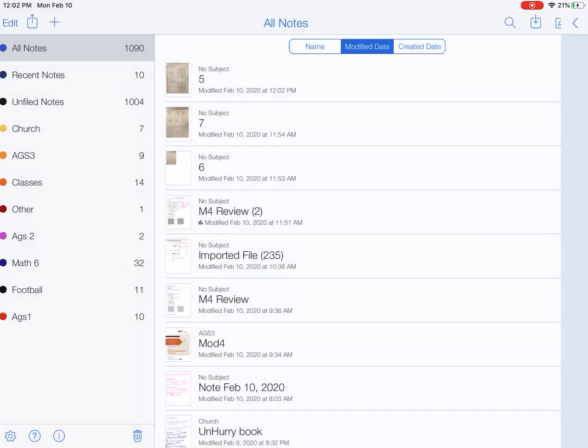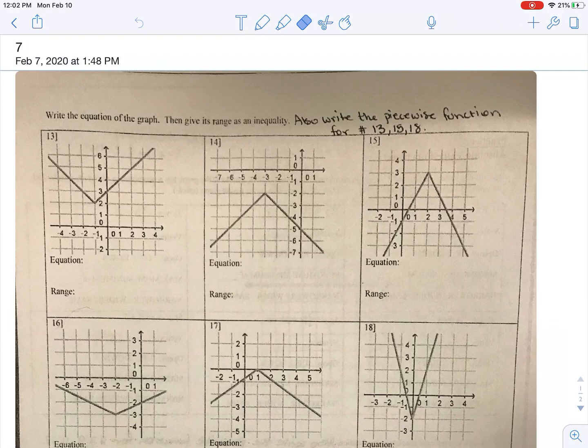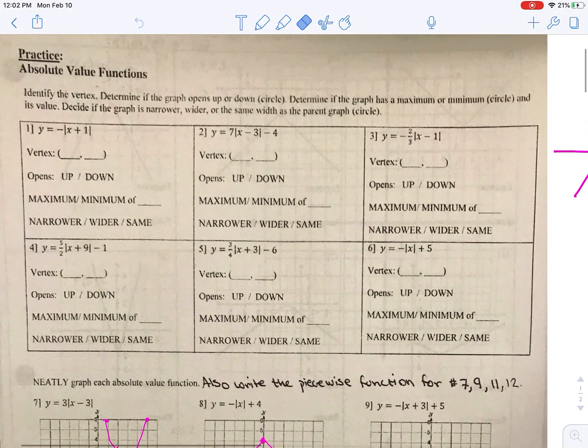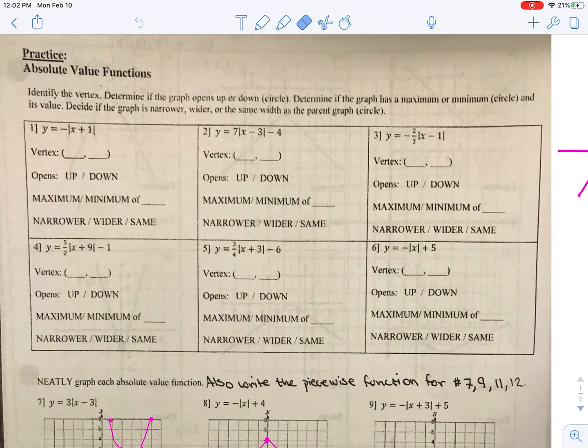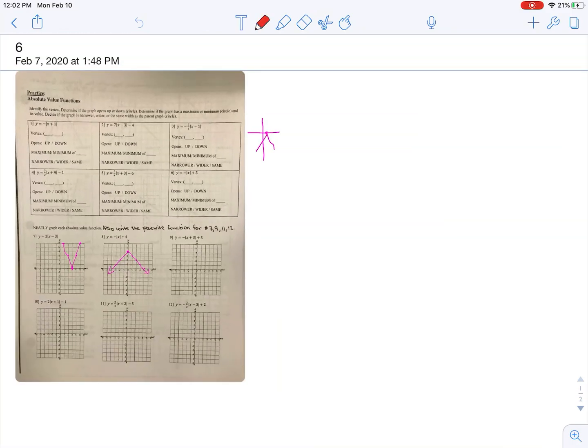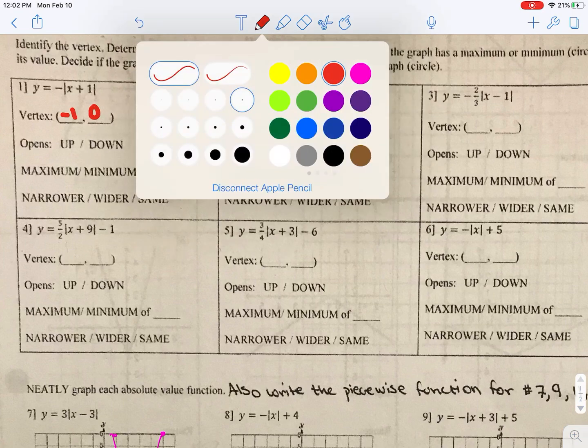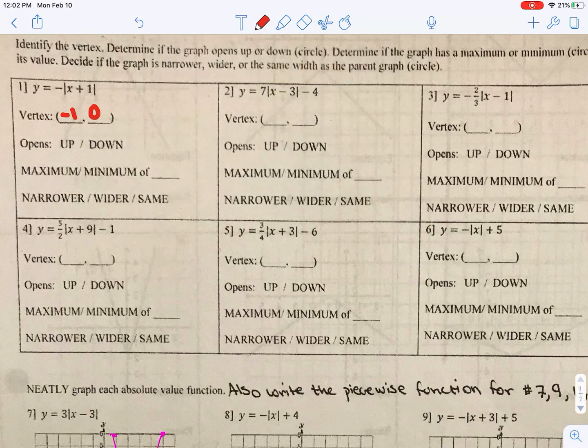So let's see if I have time to do just a couple more here on the next one. Yeah, I can get through this first part. This is the easier part of the test, okay? Identify the vertex, if it opens up or down, minimum, maximum, and all that kind of stuff. So the vertex here, remember this is left 1. The inside, the absolute value, is opposite. And then there's nothing on the outside, so that's -1, 0. And this number in front turns it up or down.